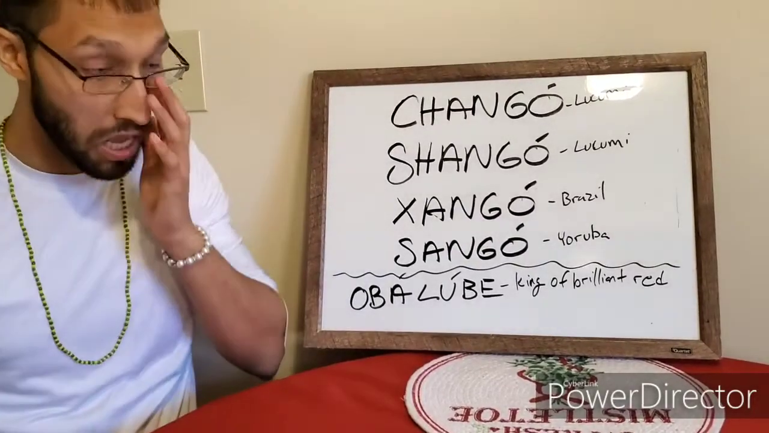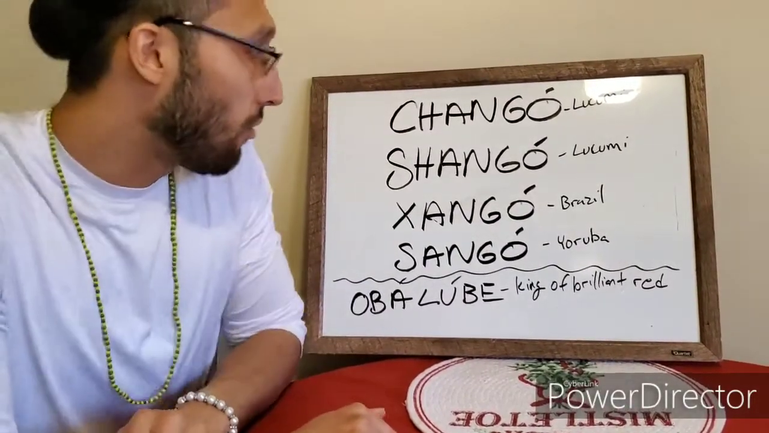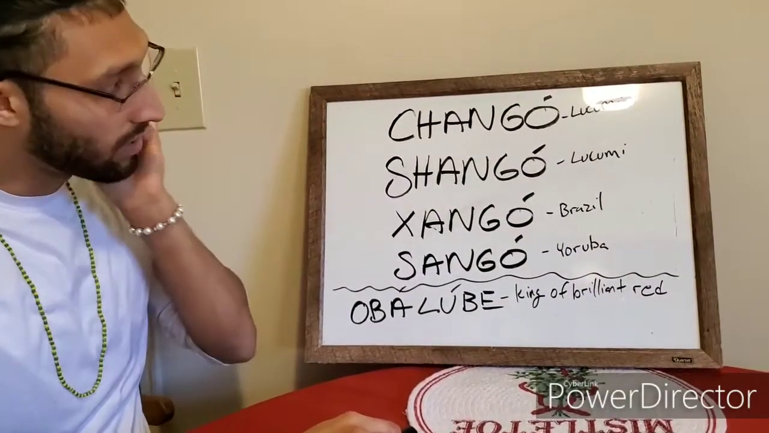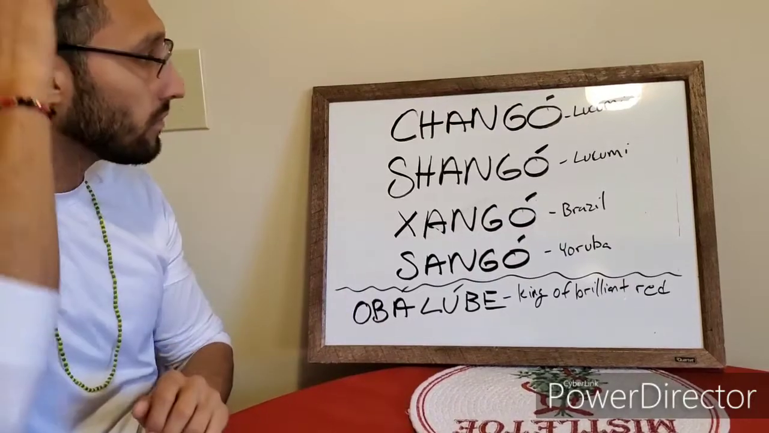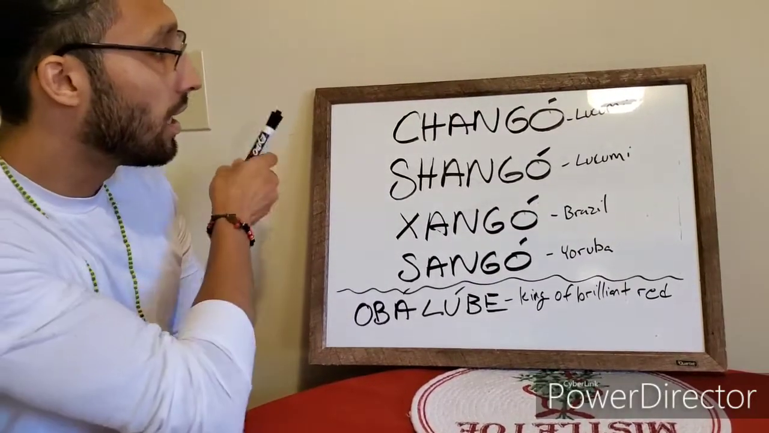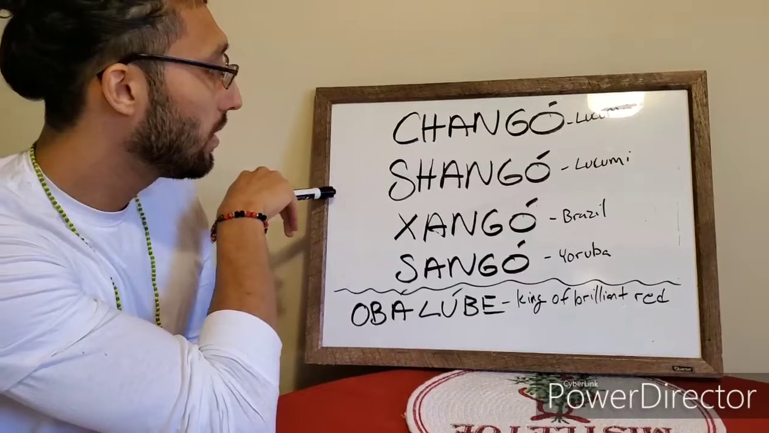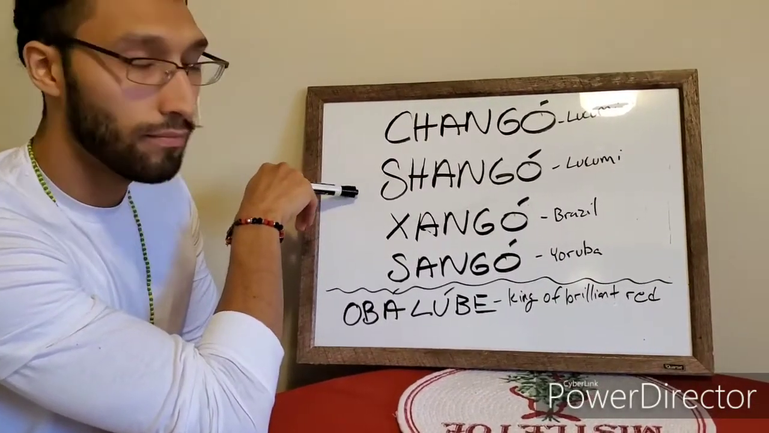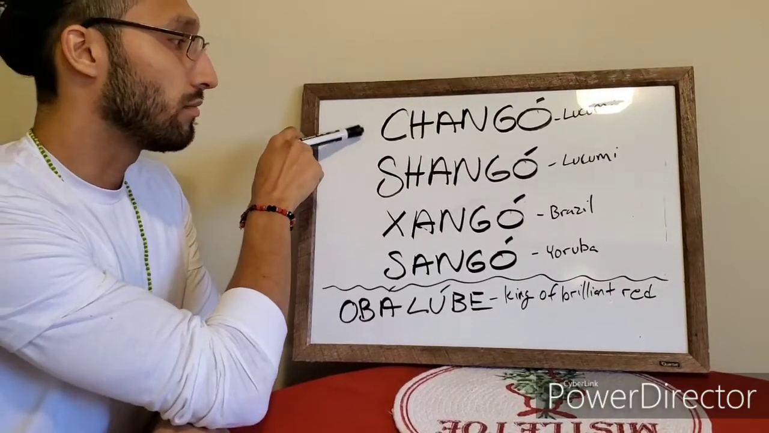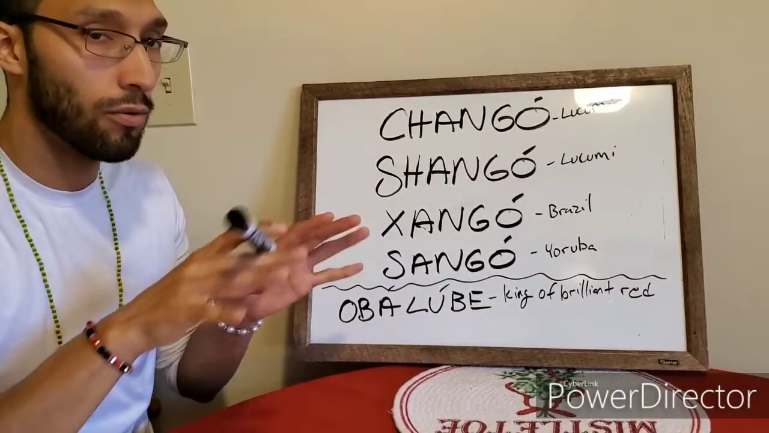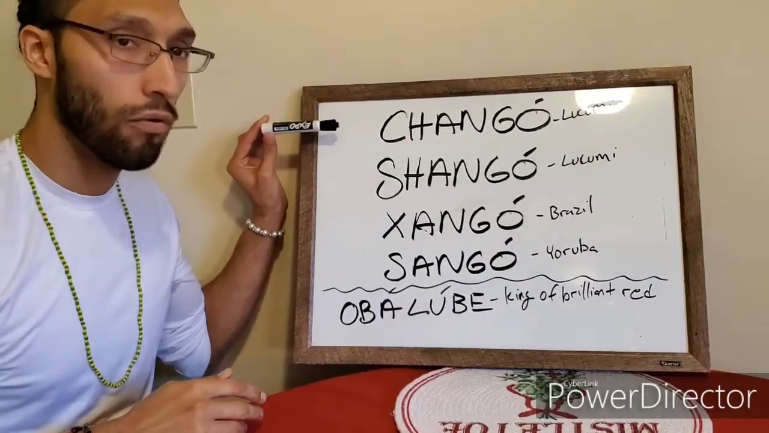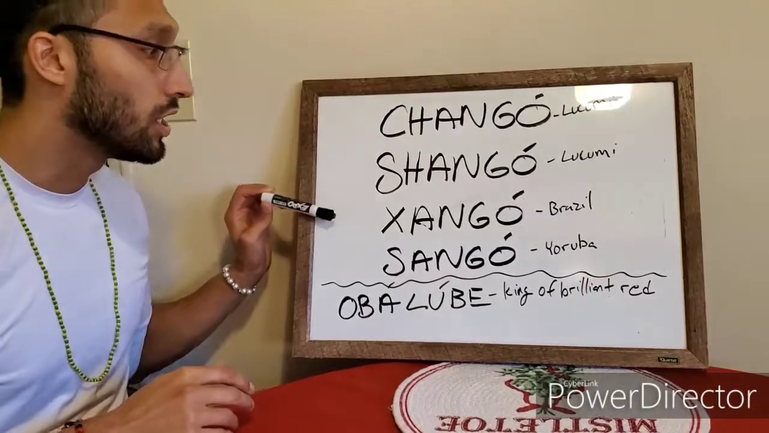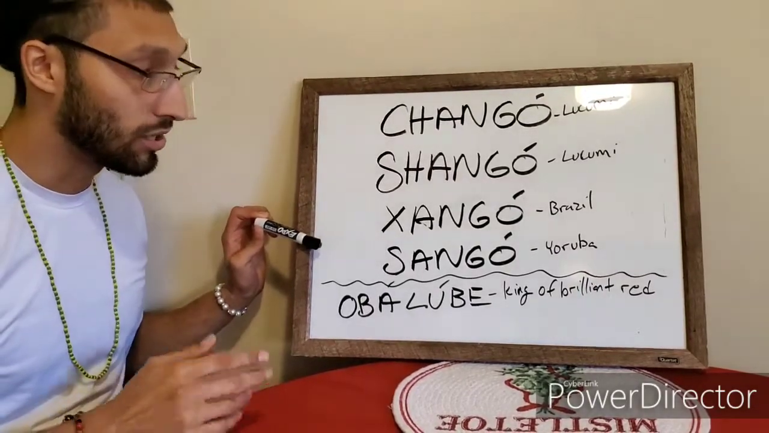So let's jump right into this. Orisha, Chango. There are four different ways of spelling. The first one, in Cuba, is spelled S-H-A-N-G-O, Chango. But there's also one with C-H. So let's go with the pronunciation.